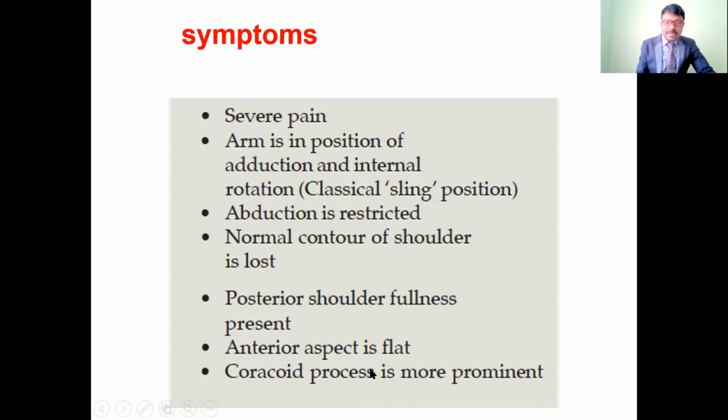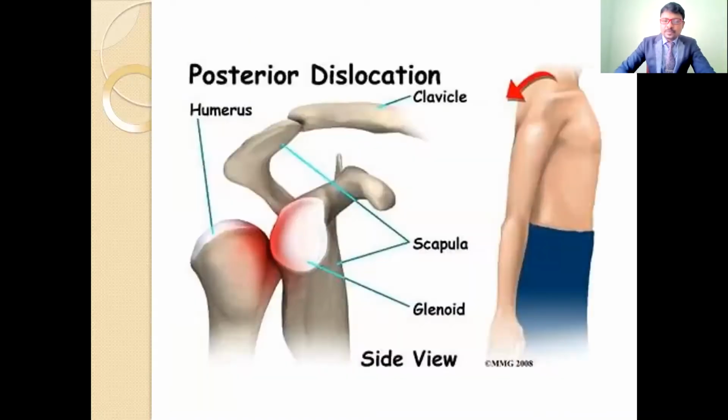And also the anterior aspect is flat. So here this is going to be flat, and there is going to be fullness on the posterior side. Also the coracoid process is more prominent because of the flatness of the anterior side. So these are the major signs of posterior dislocation. So we see here the dislocation: the glenoid cavity is anterior, and the head of the humerus is going posteriorly. This is the most common presentation in case of posterior dislocation. So you see here the flatness on the anterior side and also fullness on the posterior side. So this is the posterior dislocation.